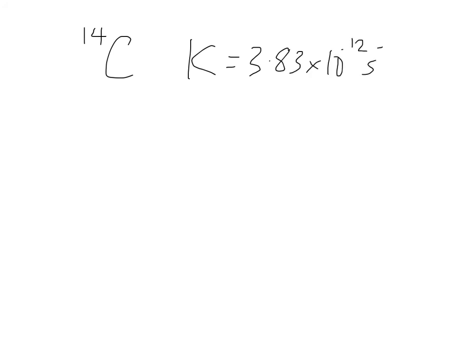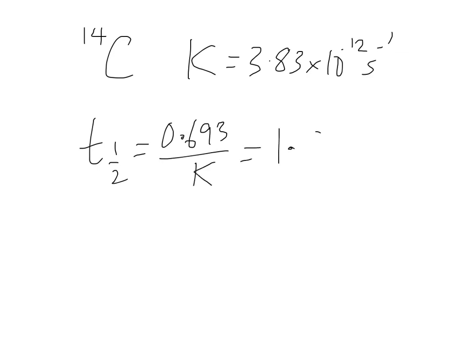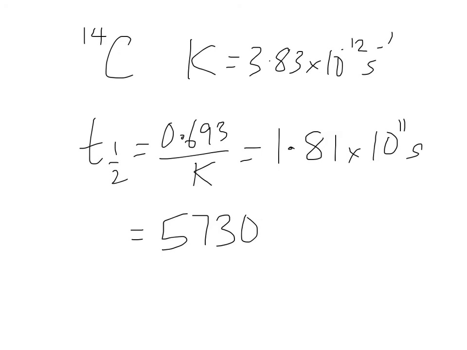Now, if we go back to carbon-14, we said it has a rate constant k of 3.83 times 10 to the minus 12 per second. And so we can calculate its half-life by taking the natural log of 2, 0.693, and dividing it by that value of k. And when you do that, you get an enormous number in seconds. We probably don't like to think about 1.8 times 10 to the 11 seconds, but if you convert to years, it's 5,730 years. And so what that means is that approximately every 6,000 years, half of these atoms decay.